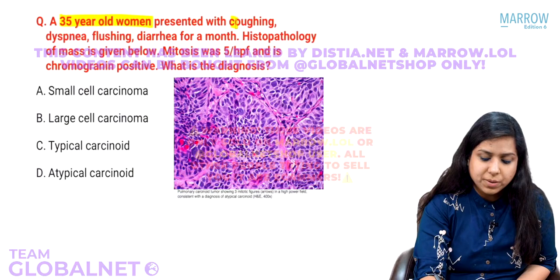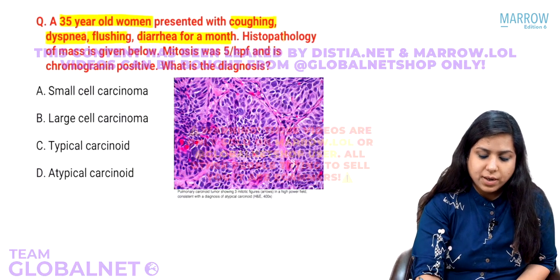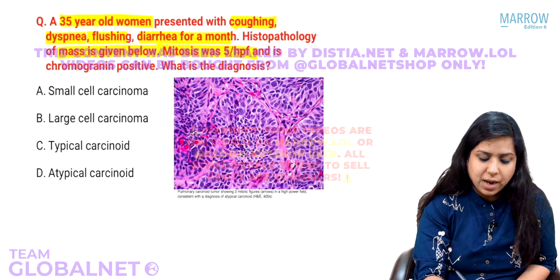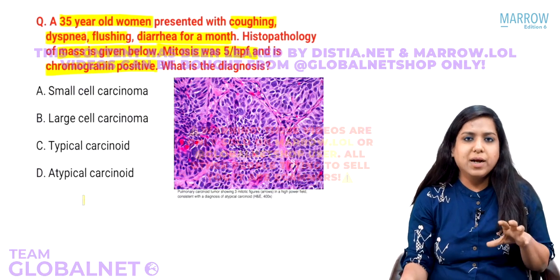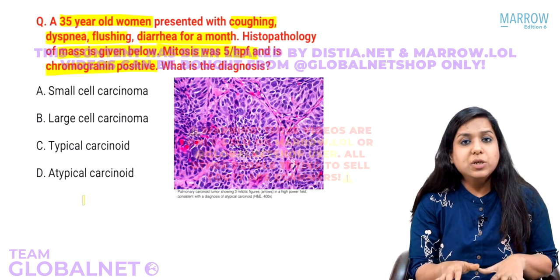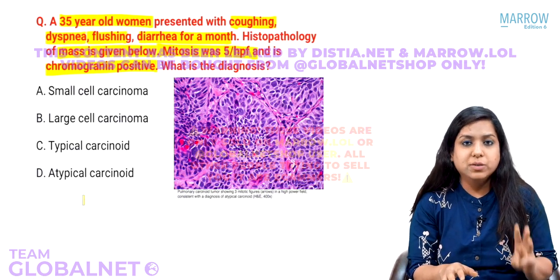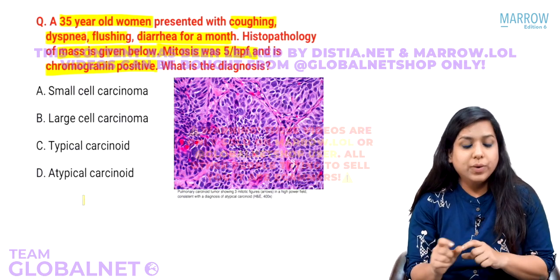A 35-year-old woman presents with coughing, dyspnea, flushing, diarrhea for a month. Histopathology of the mass is given below. Mitosis was 5 per high power field and it is chromogranin positive. What is the diagnosis? Very nice question, students. This question was asked in the AIIMS exam 3 years back. Direct question with the image.